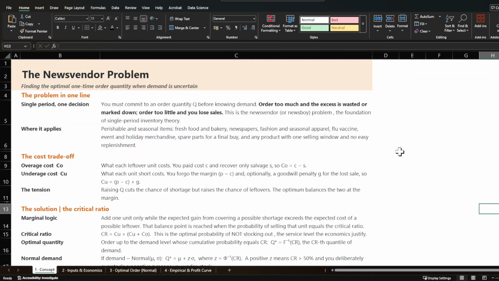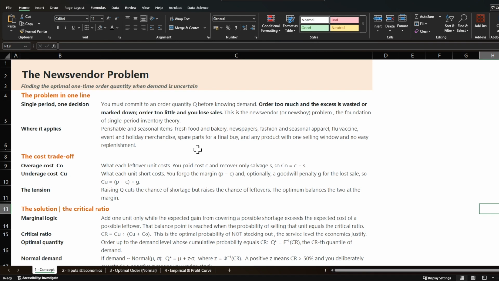This problem occurs when you have to order one time and the demand is uncertain. A typical newsvendor has to buy newspapers, but he does not know what the actual demand is. If he buys too many newspapers, there is a risk that he will not be able to sell all of them. But if he buys fewer newspapers, then there is another risk that he may face a stockout. So the newsvendor is always in a dilemma about how much quantity of newspaper he should buy so that he incurs minimum loss.